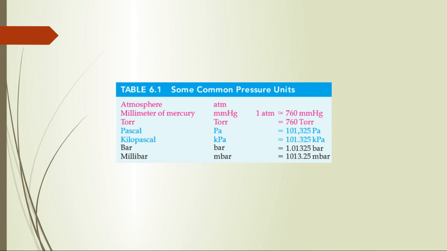Atmosphere, this is the ATM, and millimeter of mercury. 1 ATM is approximately equal to 760 millimeters of mercury, and the same for torr. And the Pascal, for the Pascal 1 ATM is like that. If you divide the force, to calculate kilopascal, it will be like that. And for the bar and millibar, these are important units of gases. So be careful about that. Be careful in the final exam.